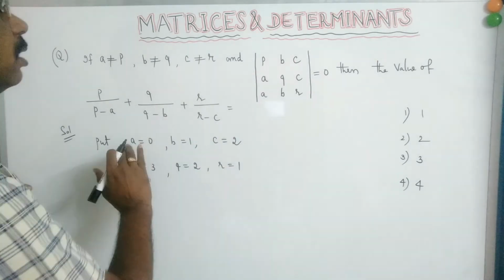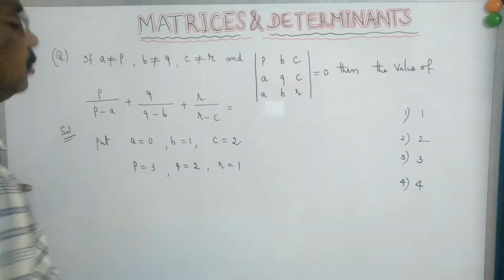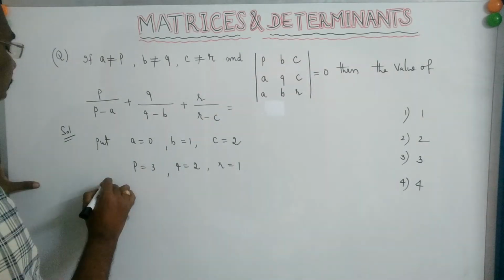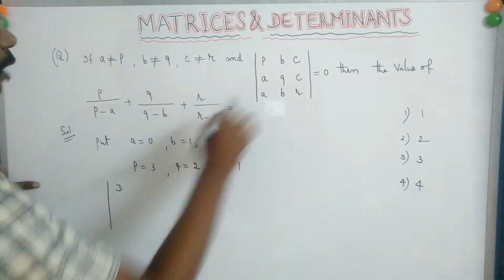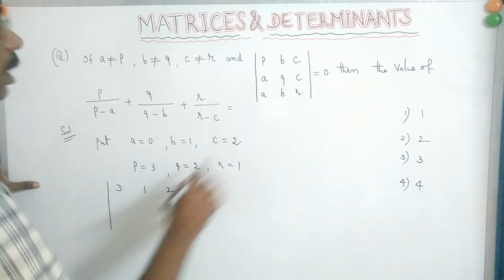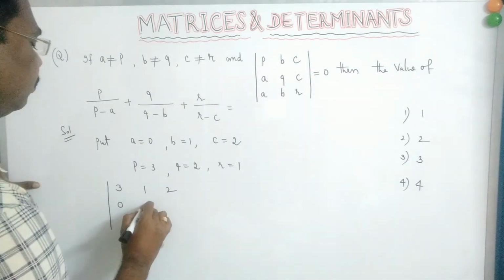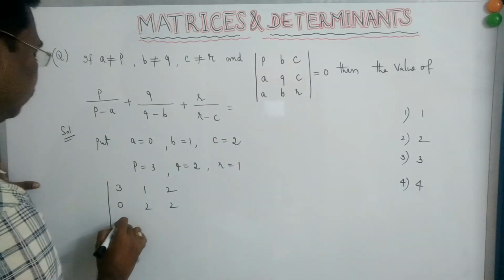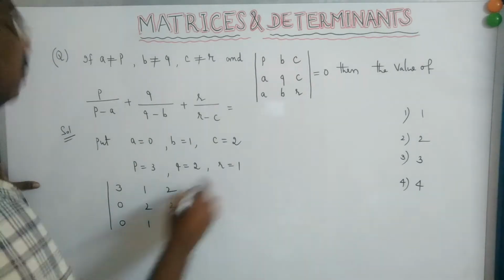Here A, B, C are increasing values 0, 1, 2. Now P, Q, R are decreasing values. Okay, first substitute all the values in the given determinant. P value is 3, B value 1 and C value 2, and A value 0, Q value is 2 and C value is 2. Next A value 0, B value is 1 and R value is 1.